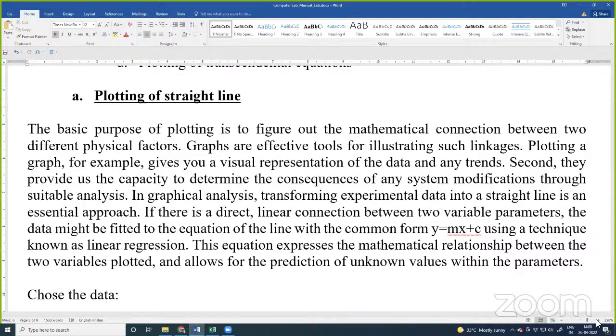Secondly, or the second point is that they provide us the capacity to determine the consequences of any system modifications through suitable analysis. In graphical analysis, what happens?